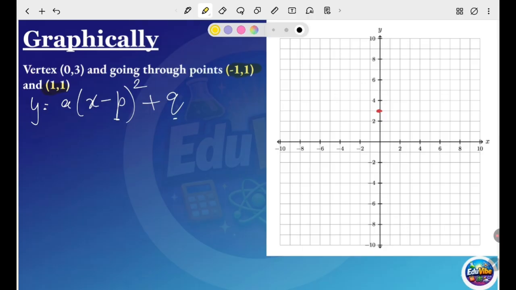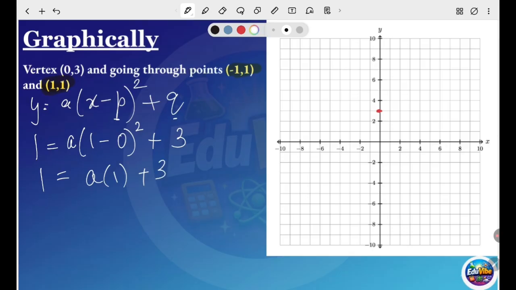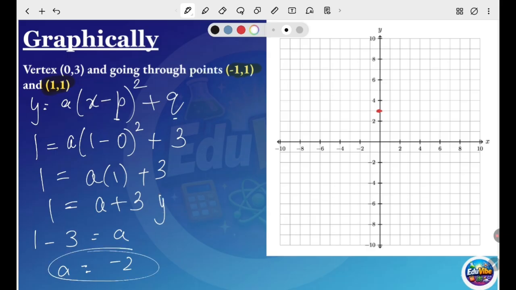So I take (1, 1), so it's easy to calculate: y is 1, a we have to find, x is 1 minus 1, so you know that is 0, so it keeps 0 squared, plus q which is 3. So we have to find the a, so isolate the a value. So it's 1 = a times 0 plus 3, so 1 = a plus 3, and we get a value of minus 2.